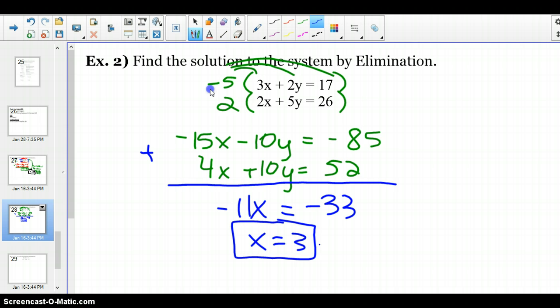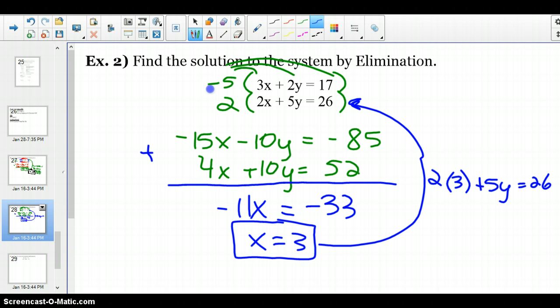All right, so really quick, I can plug this back into any equation. Well, I'm just going to use this one. So 2 times 3 plus 5y equals 26. 6 plus 5y equals 26.